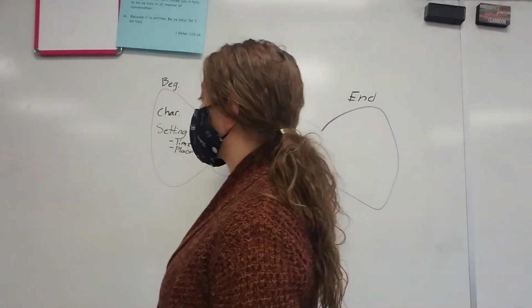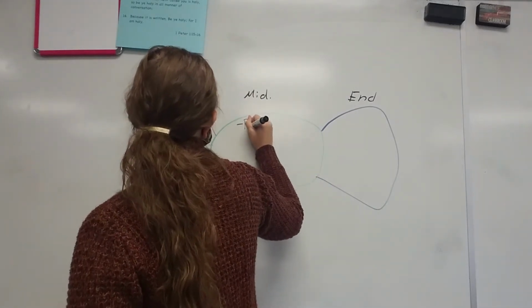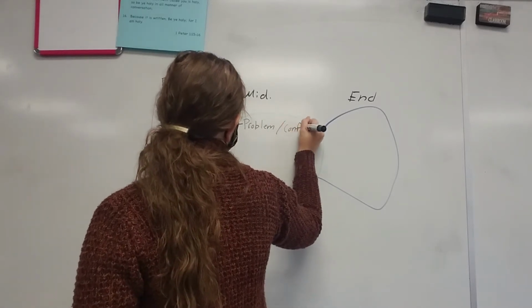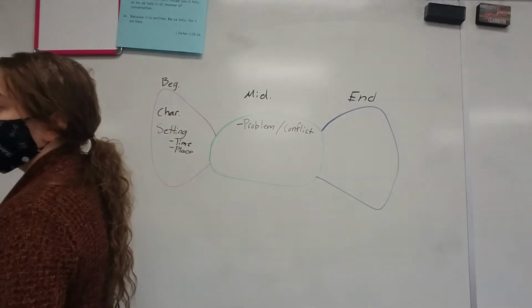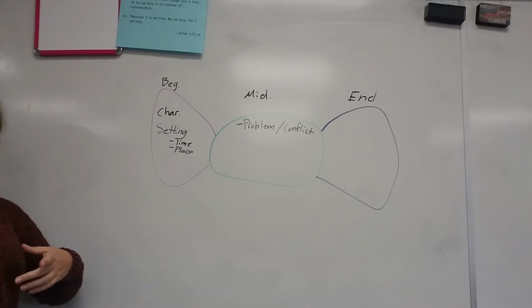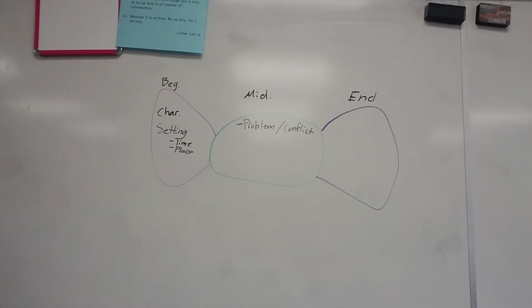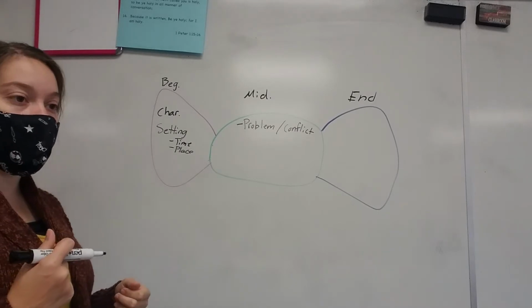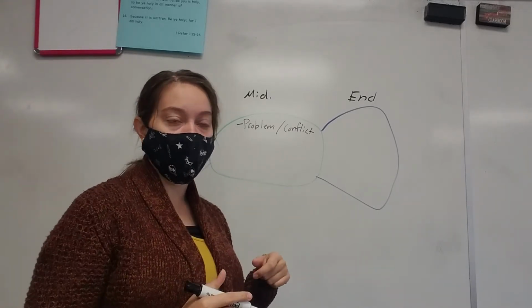Who thinks they can name something in the middle? We already said a problem. That is also called the conflict. Everyone say conflict. Conflict. A conflict is a problem, and when we say conflict, sometimes it sounds like a fight, right? We'll learn later on about different types of conflicts, like man versus man, man versus machine, man versus nature. There are all kinds of different types of conflict, but it doesn't necessarily mean they're standing up fist fighting each other.